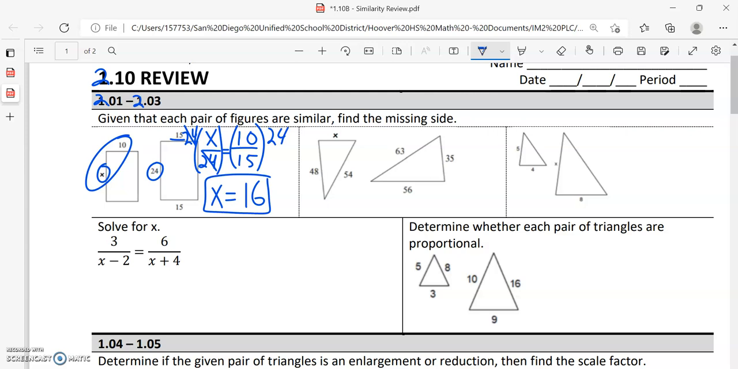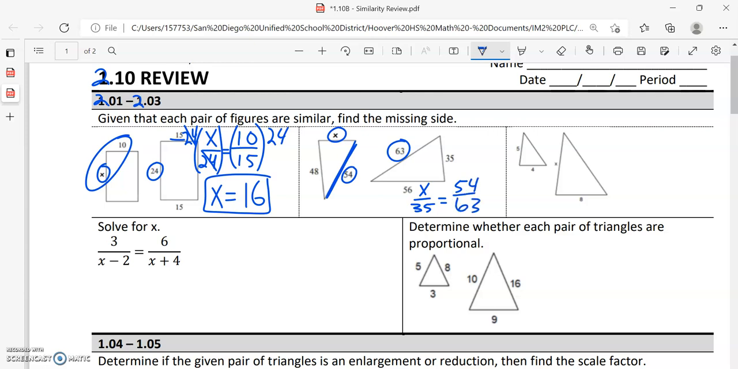All right, next question over. Our x is here, so we'll do x up top over 35. Actually, you would write that somewhere different. Not enough space on this one, sorry about that. X over 35 is equal to, this one looks like our long side, 54. Actually, it is our long side. It's the bigger number, over 63.